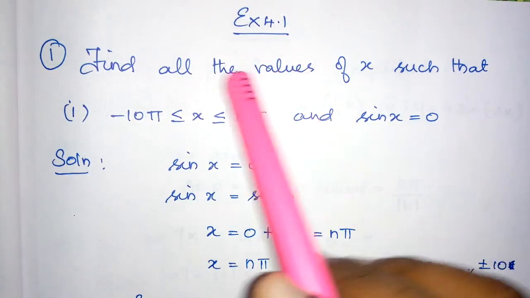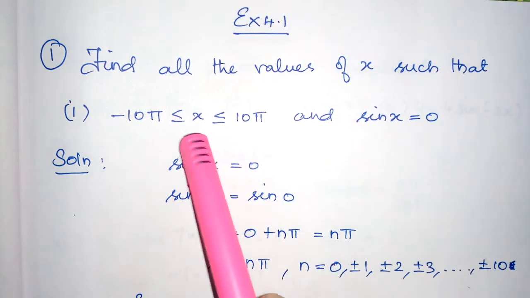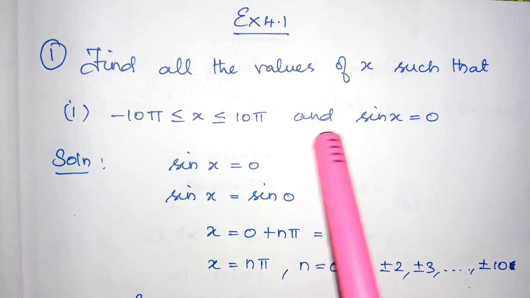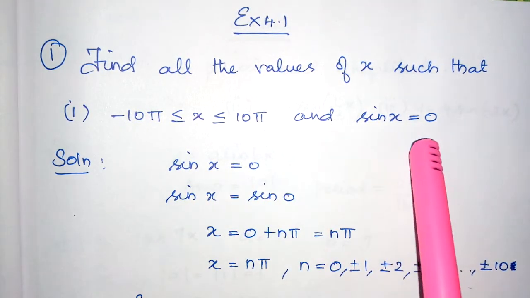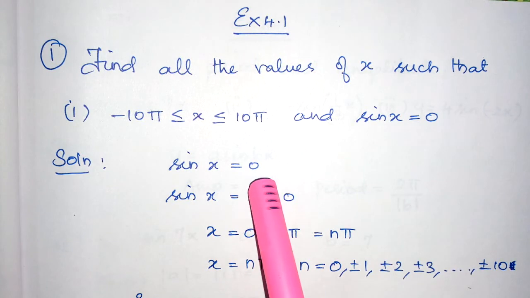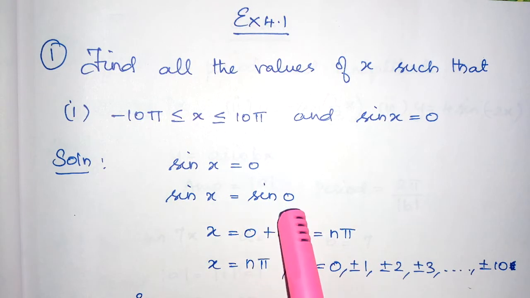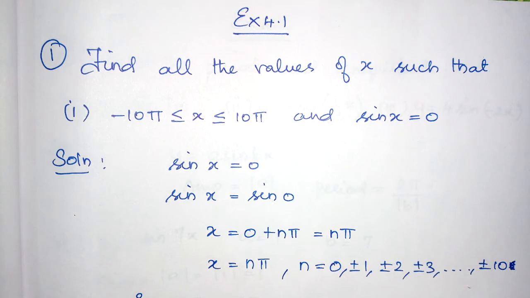Exercise 4.1, question number 1. Find all the values of x such that x is greater than minus 10 pi and x is less than 10 pi, and sin x is equal to 0. Sin x is equal to 0 is given in the question, right? Now we have to find the value where you will get 0 in sin, right? So when sin 0, you will get 0. Sin 0 is 0, right?